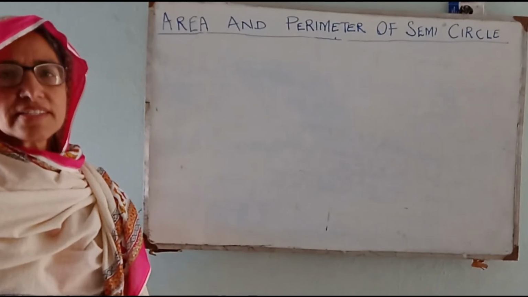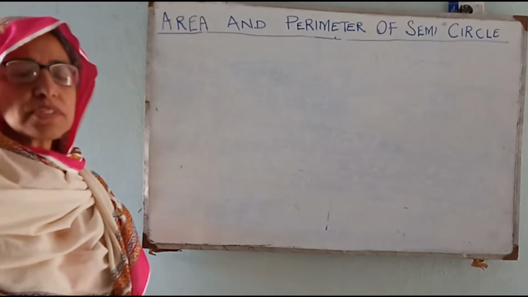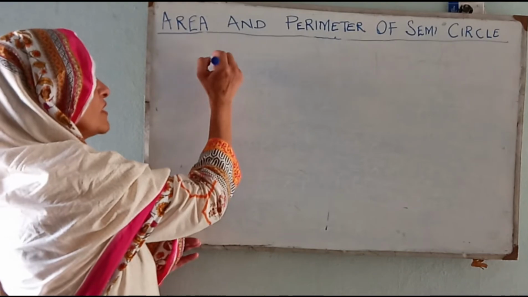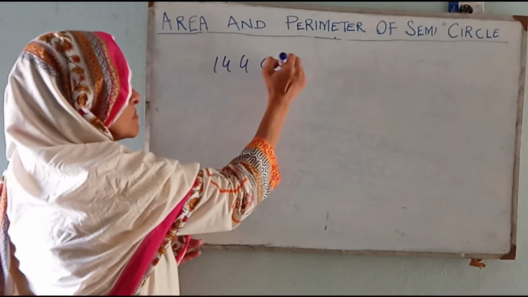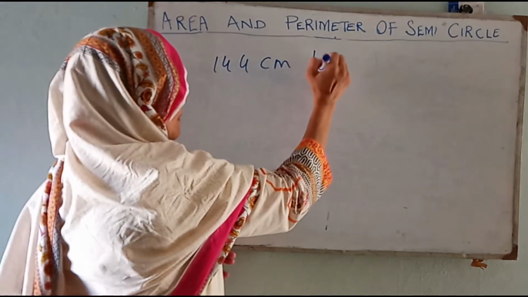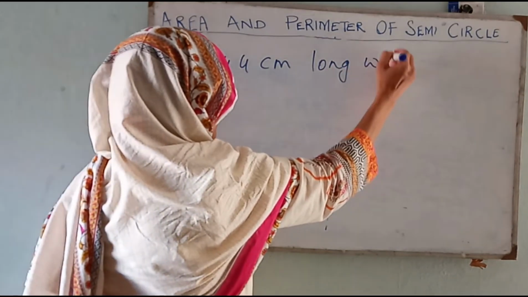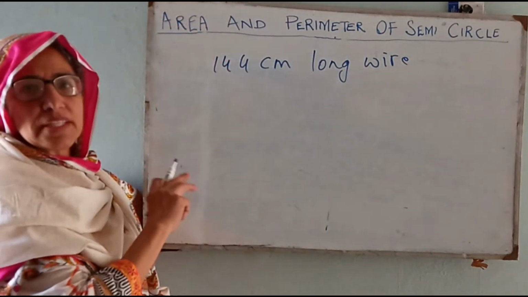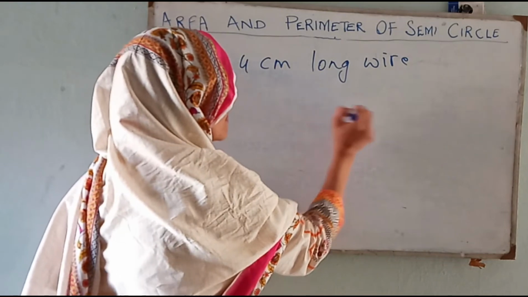Now let's take an example. For example, suppose I have a 144 centimeter long wire and I want to bend this wire to form a semicircle.